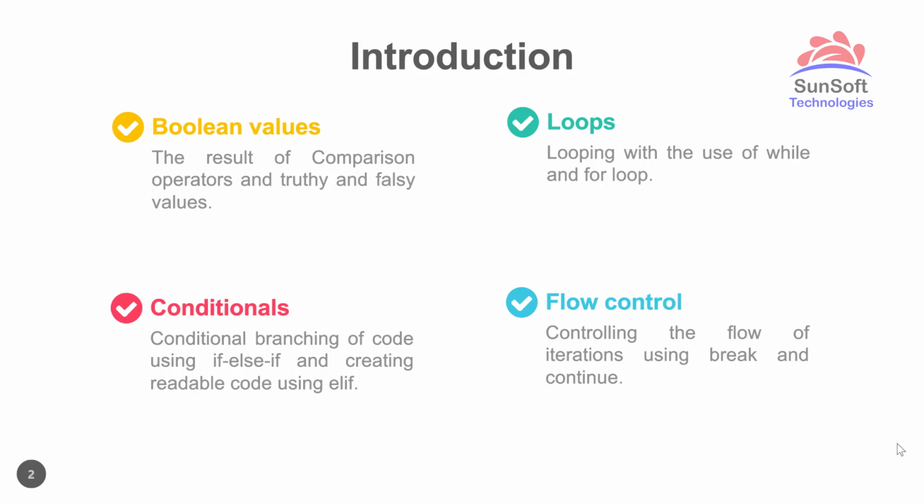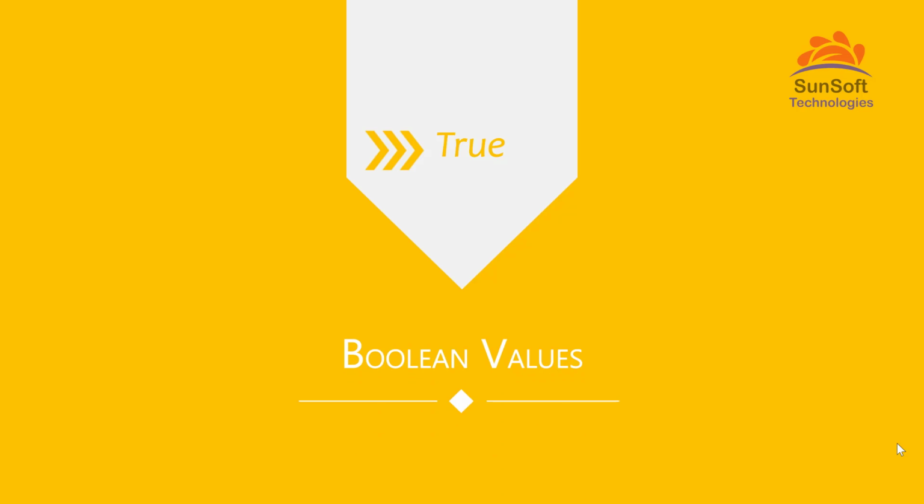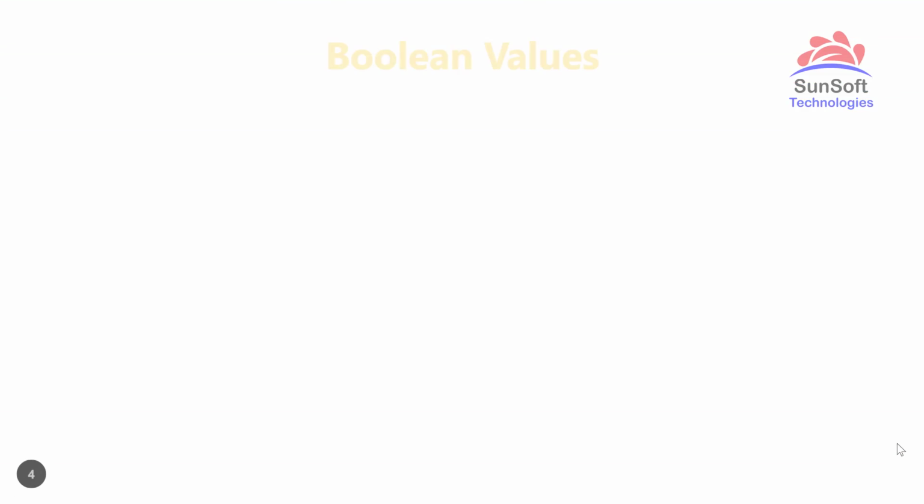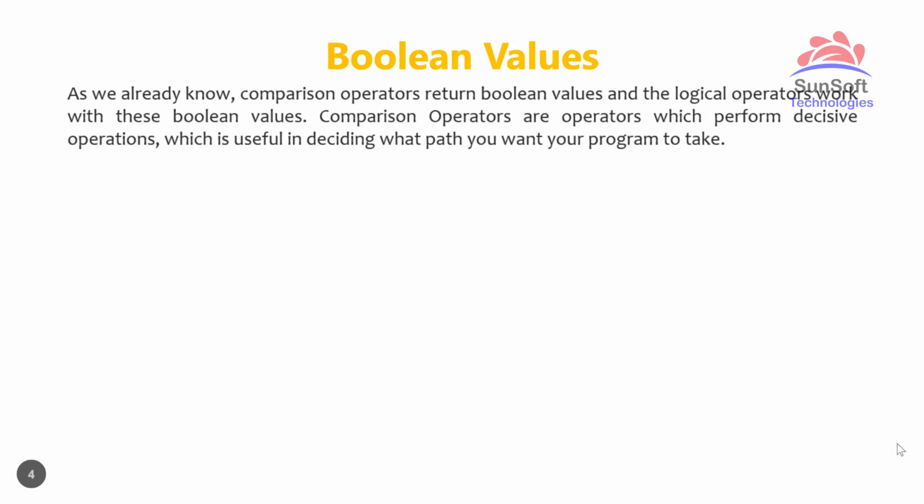This is Utkarsh from Sunsoft Technologies, and today we'll be starting with Boolean values. Now, as we already know, comparison operators return Boolean values, and the logical operators work with these Boolean values and also return Boolean values. Comparison operators are operators which perform decisive operations. They decide which one is greater, which one is lesser, which one is equal, which one is not equal, things like that. Now these are useful in deciding what path you want your program to take.